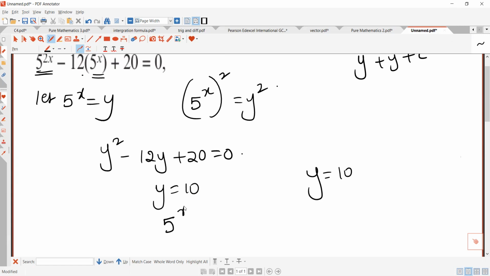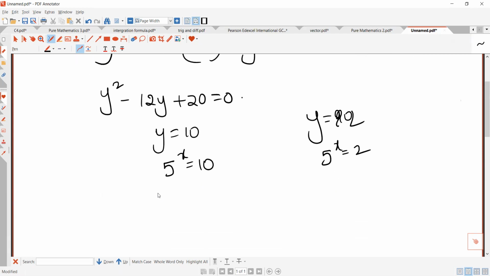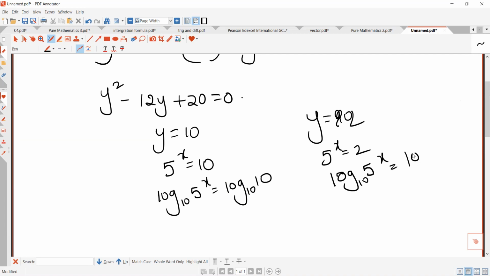So that means, can I write 5 raised to x equals 10? Oh, here I made a mistake. And 5 raised to x equals 2. Can we do that? Okay. Can I do log to the base 10? Can I multiply log on both the sides and write it like this? Just let me know if I'm doing this correctly or not. Because I was supposed to find an unknown power, right? Check that.